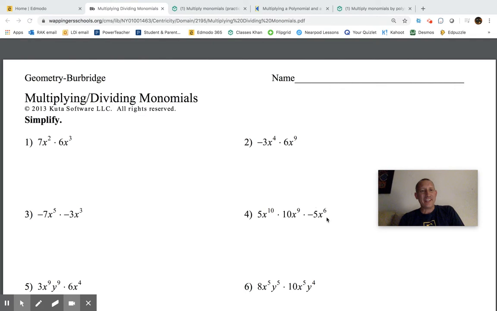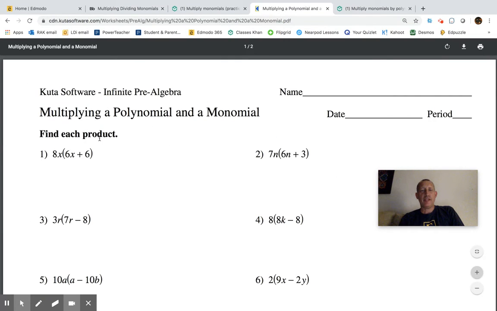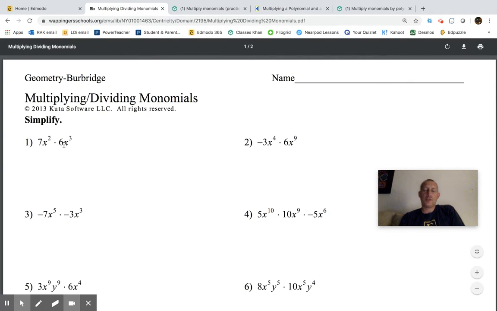Hey class, good morning. Today we're going to talk about multiplying a monomial times a monomial and multiplying a monomial times a polynomial. What is a monomial? It's just one term. So here I have one monomial. It's a term. It's got a number, 7. It's got a variable, x, and it's got a power, 2. So that's one term, times another term, a number, 6, a variable, x, and an exponent or power, 3.